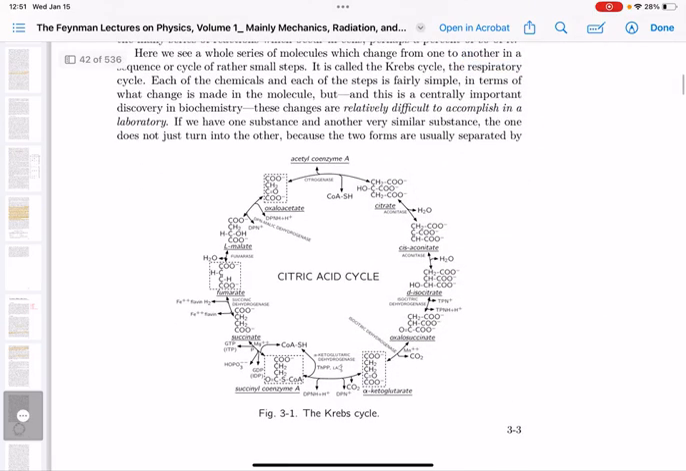Okay. Each of the chemicals and each of the steps is fairly simple in terms of what change is made in the molecule. But, and this is a certainly important discovery in biochemistry, these changes are relatively difficult to accomplish in a laboratory.